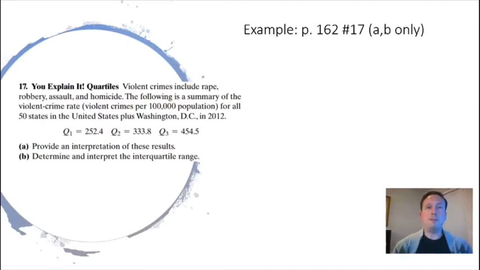This is a problem that is on your NTS, so let's take a look at it. We're going to be doing parts A and B only. There's a C and a D part there, but we don't need it. Number 17: violent crimes include rape, robbery, assault, and homicide. What an exciting problem. The following is a summary of the violent crime rate, the number of violent crimes per 100,000 people for all of the United States in 2012. These are the quartiles. A, provide an interpretation of these results, and B, determine and interpret the IQR.